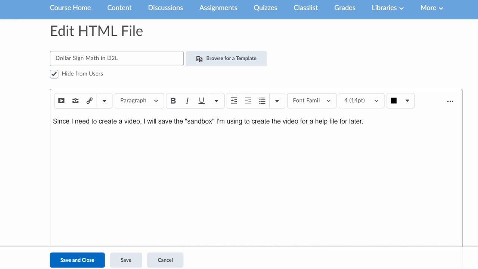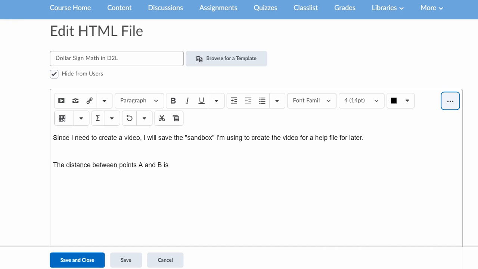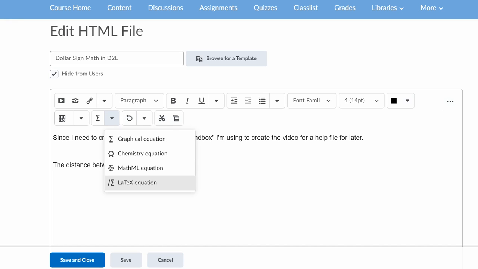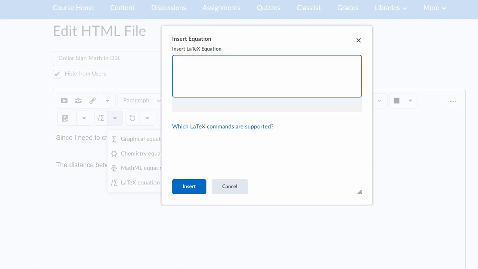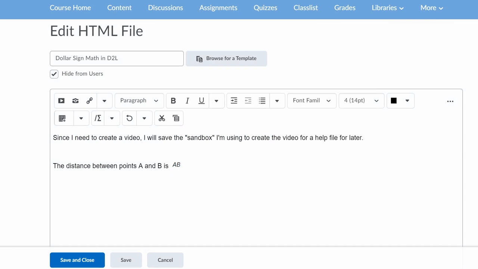So anytime we're using D2L, we can use the LaTeX equation editor, and some people call that $ math. This is geometry, so I'm going to do basically geometry stuff only, but the distance between points A and B is, and so I may have to come over here to get more stuff, right? This 3 dots opens up more menus, and you can enter them other ways if you like, but LaTeX is excellent. And here the distance between AB is just AB.